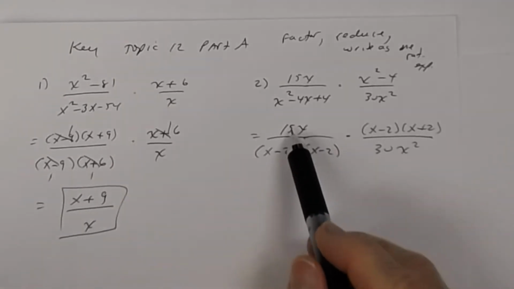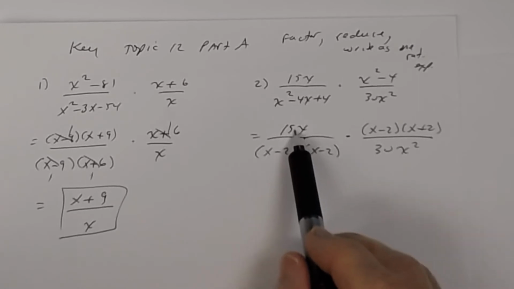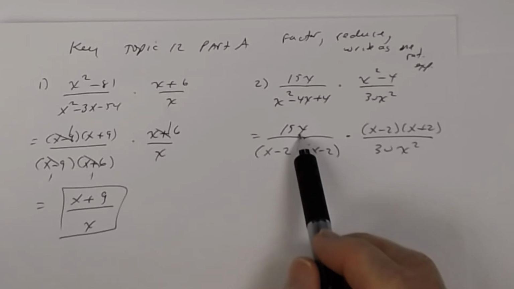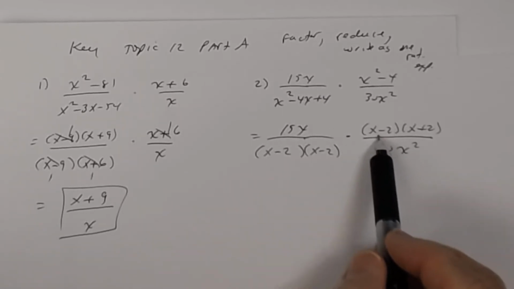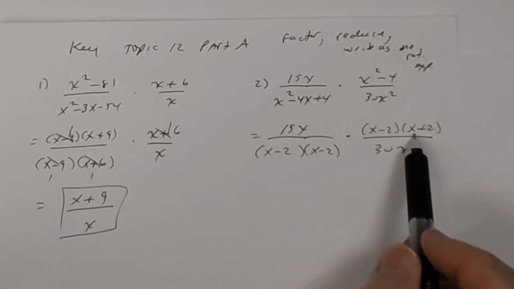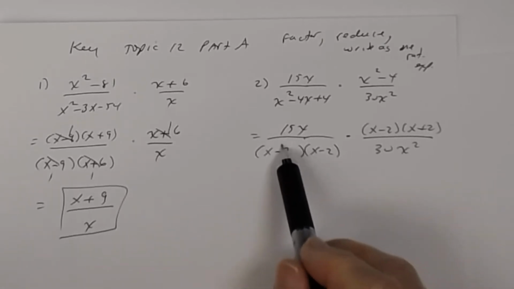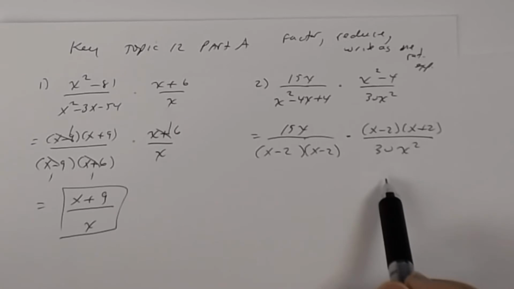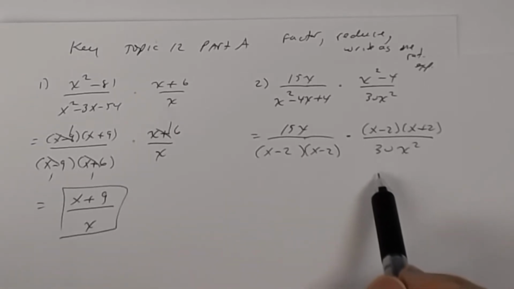All right, now be careful when you reduce. You've got to look at your factors. The first factor I see is a 15. The next factor I see is an x. The next factor I see is x minus 2, x plus 2. And in the denominator, my factors are x minus 2, 30, and x squared. All right, so those are your factors. You need to know your factors. You can only reduce factors.